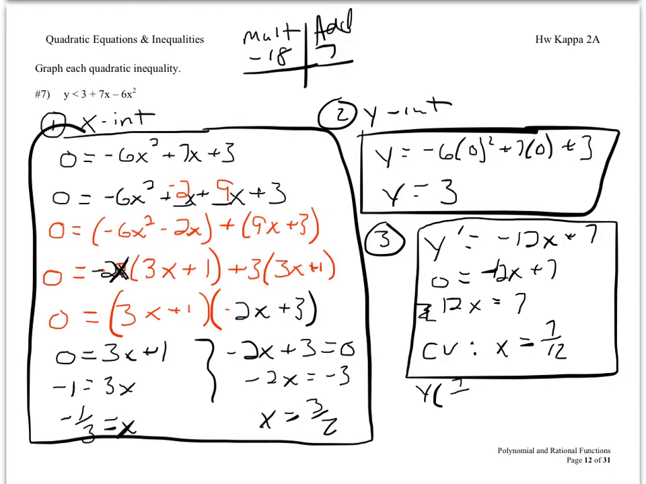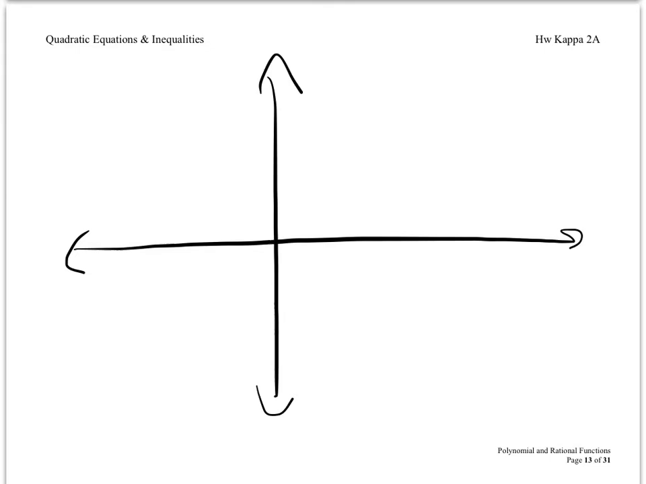you plug the 7/12 into the boundary, and you're going to end up getting 121 over 24. I used a calculator. You can use a calculator, but you also should know how to do it without a calculator. So we have a maximum here at 7/12, 121/24. We have the x-intercepts and the y-intercept, so now we just have to graph it. In graphing this, it says y is less than. There's no equal sign there. So when you make your parabola, it needs to be dashed.